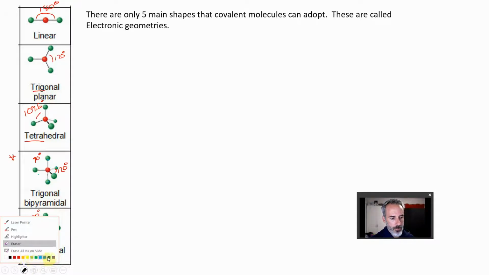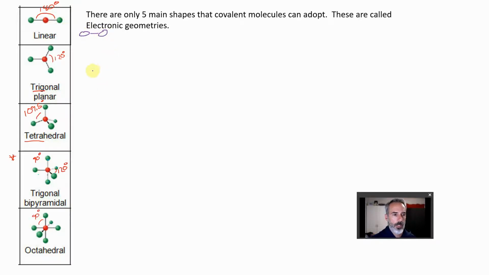Okay, so let me pick a nice marker color here. Now, how do we figure out what the subshapes are? Well, the subshapes are pretty easy to work on. Linear doesn't really have a subshape. If I only have 2 atoms, obviously that's going to be linear, right? And there really is no bond angle. But let's look at this.